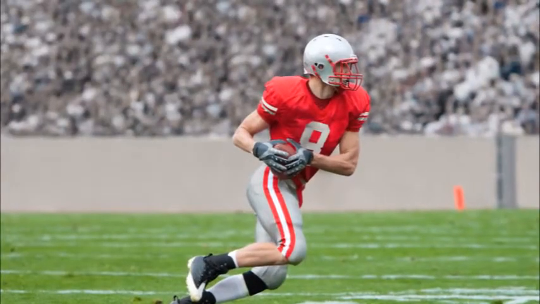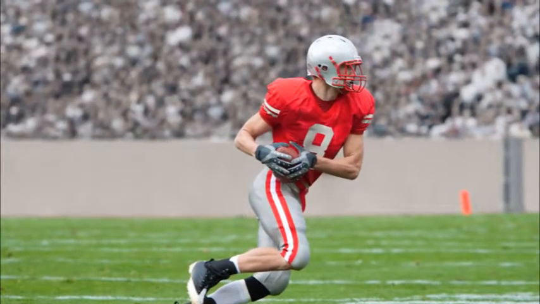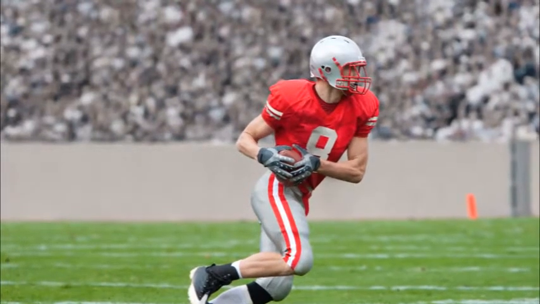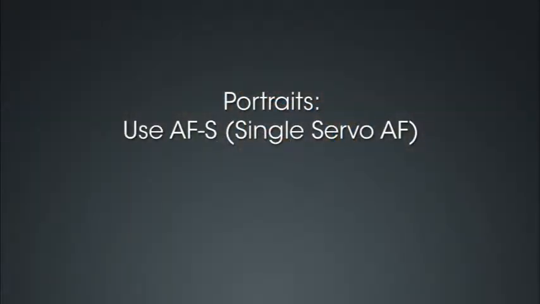And depending on the level of action in the game, either dynamic area or 3D tracking for the AF area mode. Now let's discuss a portrait scenario. Assuming that you're photographing an older child or adult, the subject will be stationary, so a good AF mode would be single servo AF. For the autofocus area mode, you would choose the auto area AF or single point AF.